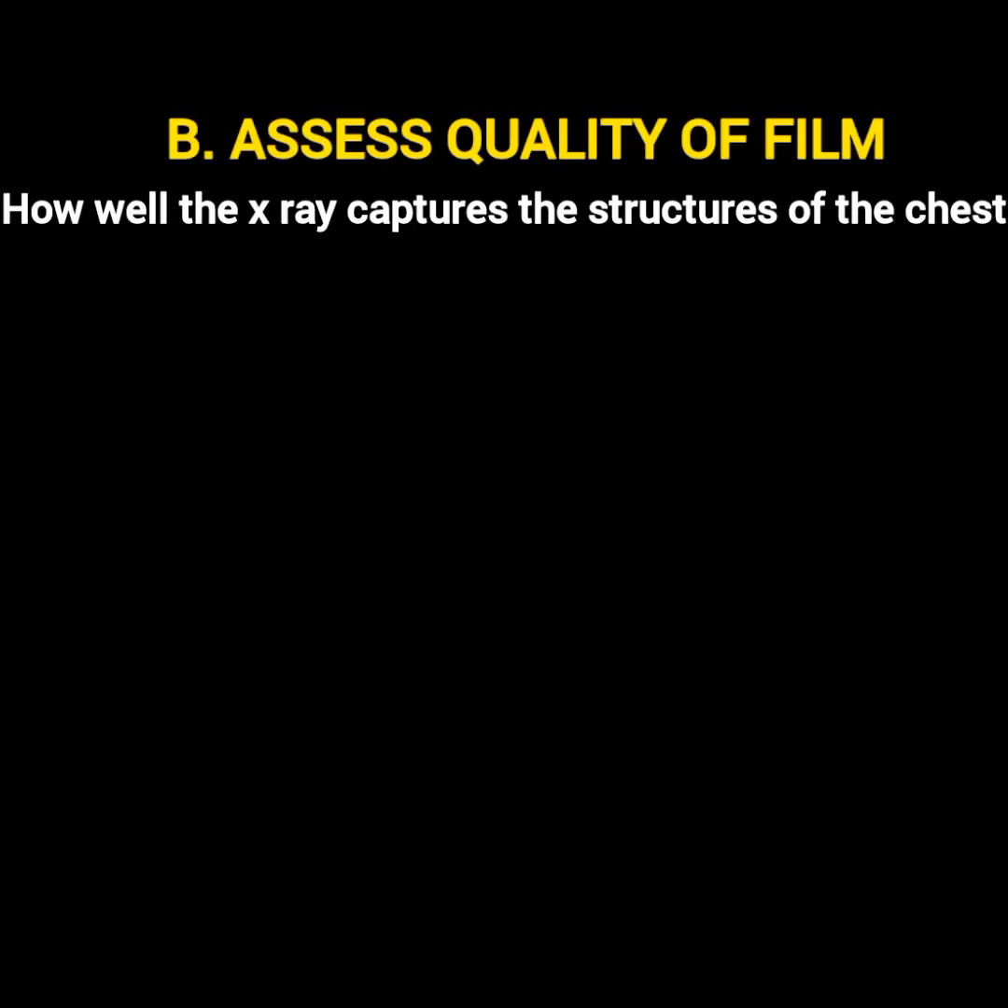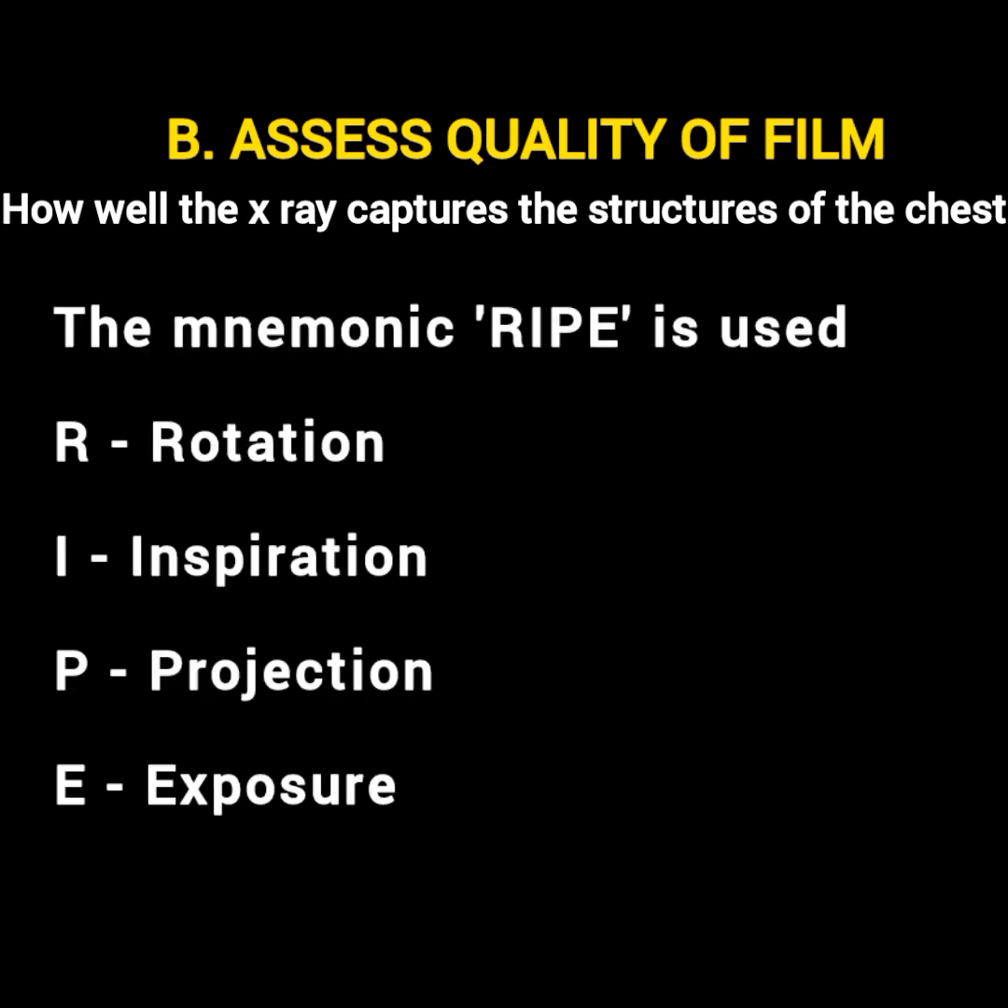That's how well the X-ray captures the structures of the chest. And in doing so, the mnemonic RIPE is used: R rotation, I inspiration, P projection, E exposure.